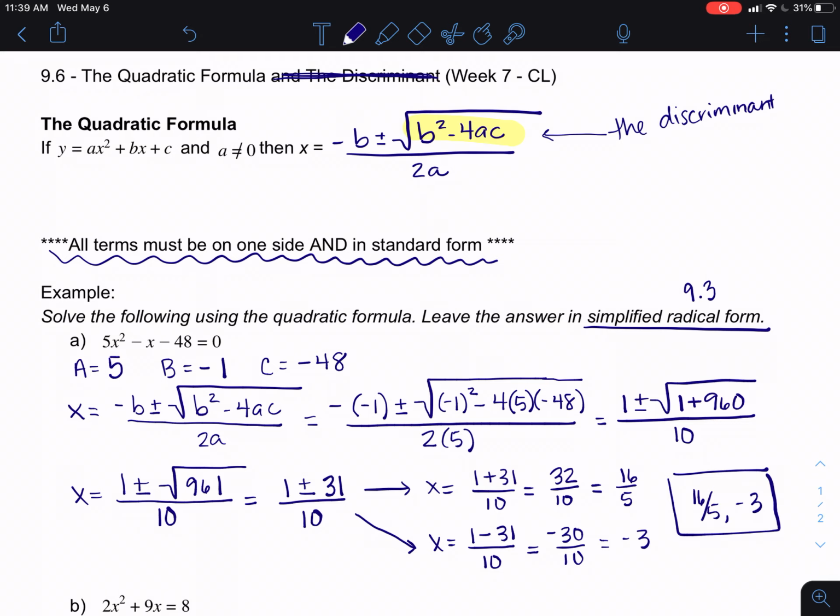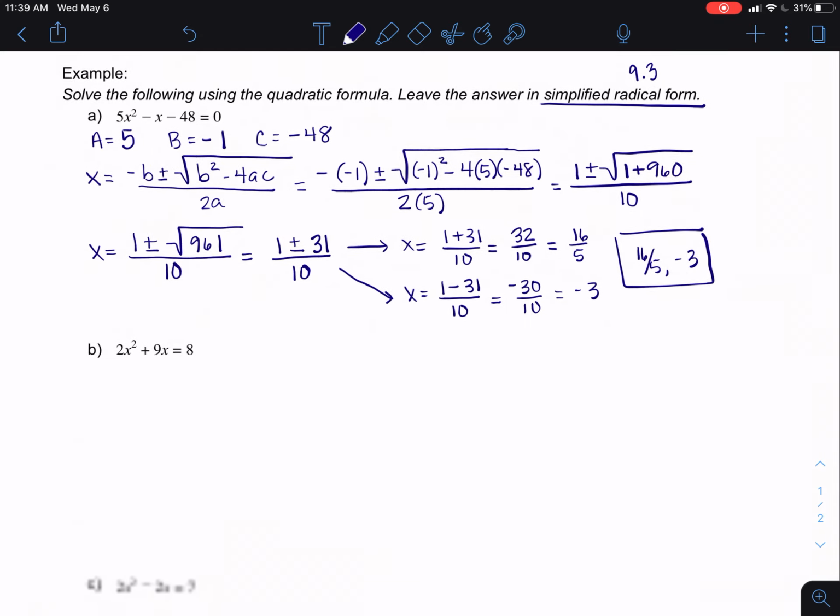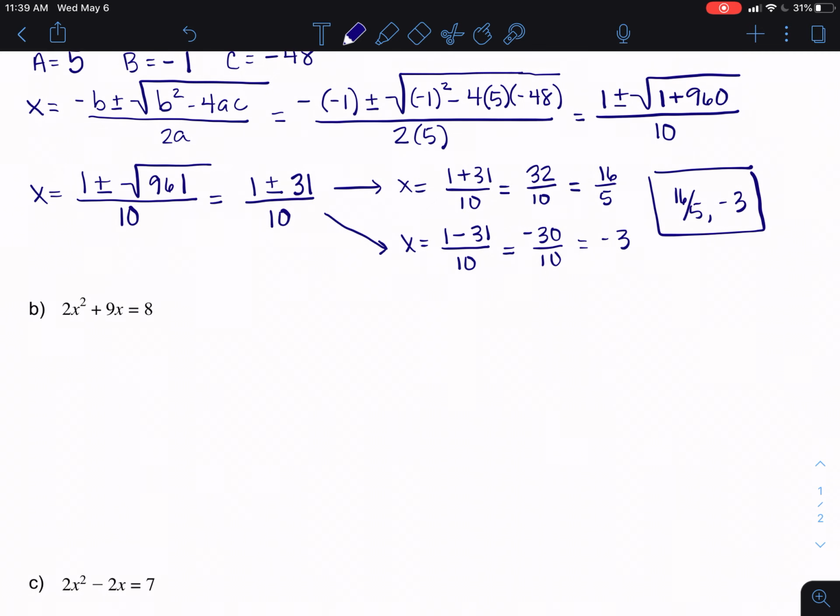Okay. Looking at the second example, 2x squared plus 9x equals 8. So here we're not equal to 0, so we need to start off by subtracting our 8, move it to the other side. So we have 2x squared plus 9x minus 8 equals 0. And then we can determine that a equals 2, b equals 9, and c equals negative 8.